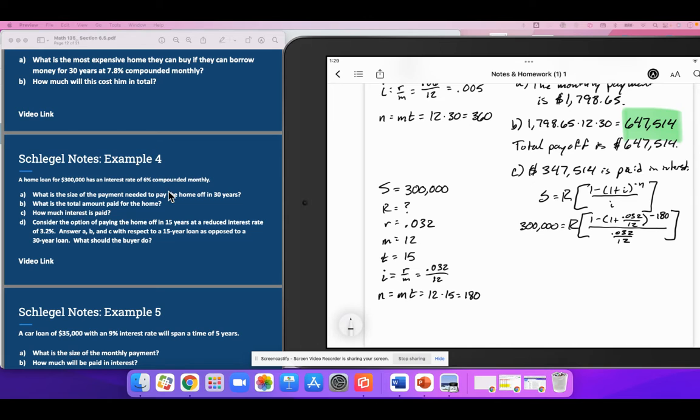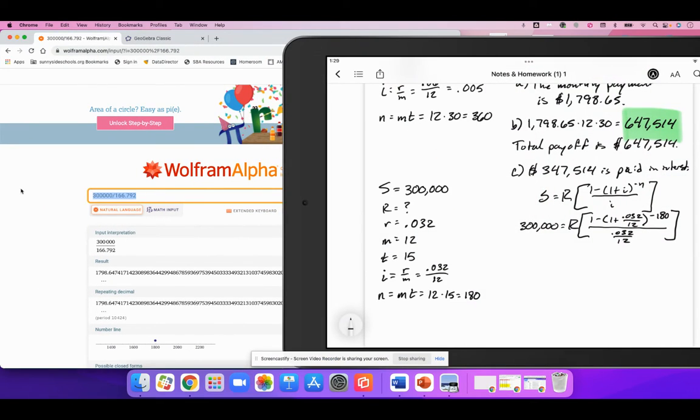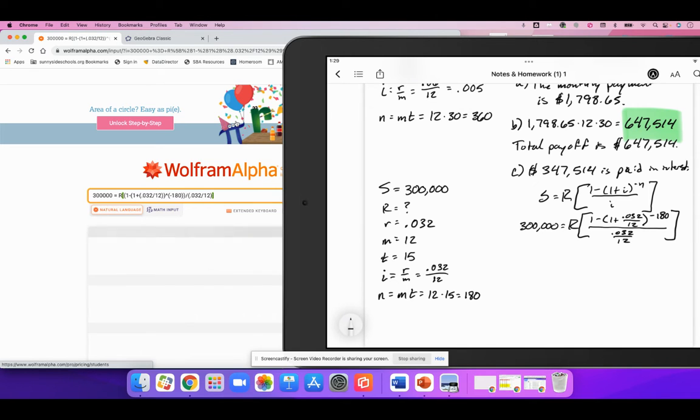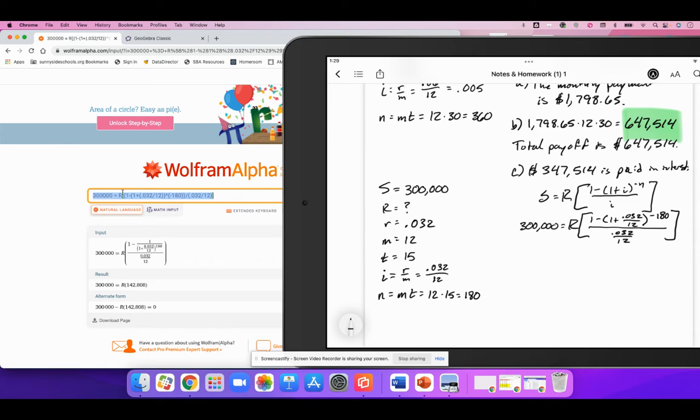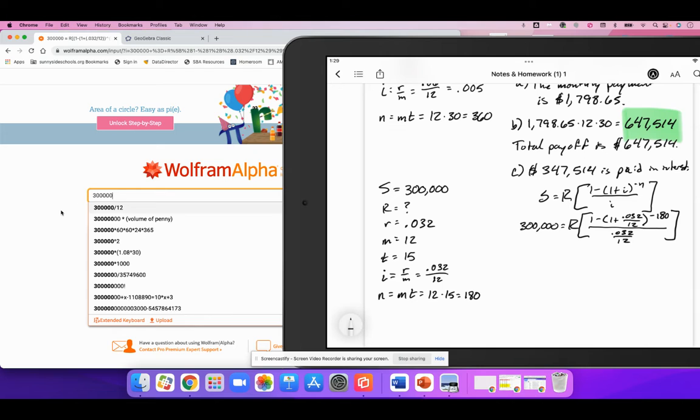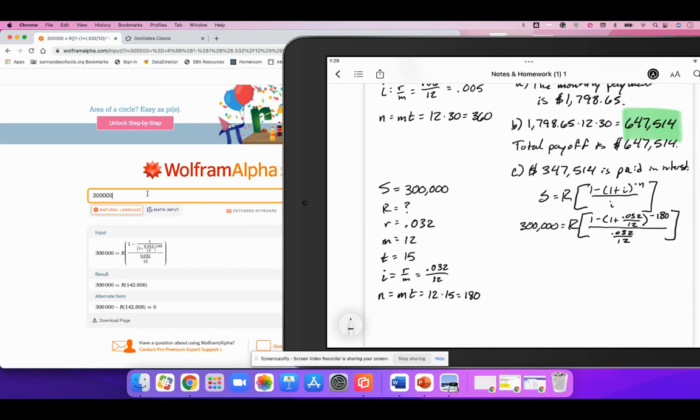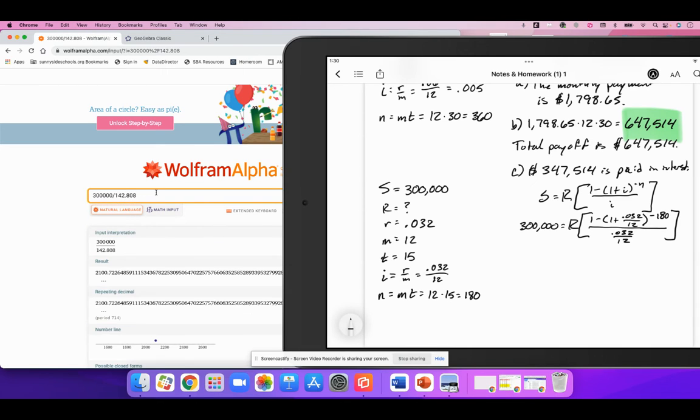On to Wolfram, let's take a look and see what these people could expect their monthly payment to be given this scenario. So 300,000. Don't know what the monthly payment's going to be. Our I is 0.032 over 12. Our N is 180. And again here, 0.032 over 12. Their monthly payment is going to be figured out in just a second because Wolfram, as usual, is not finishing it. Okay. We're going to divide by 142.808. It'll be $2,100.